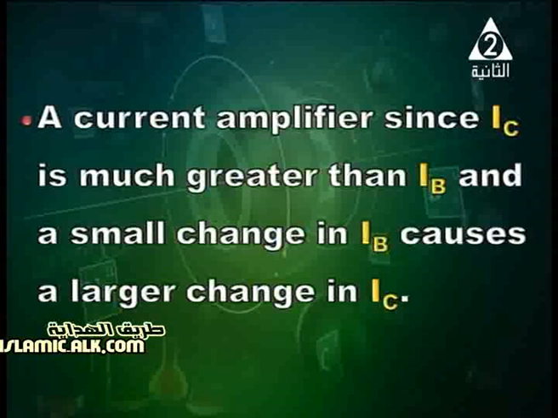Also, a transistor can act as a current amplifier. The question is how? IC, the collector current, is much greater than IB, the base current. Let me remind you: IC is the output current, and base current is the input current. Since IC is much greater than IB, a small change in the base current causes a remarkable change in the collector current, so it acts as an amplifier.